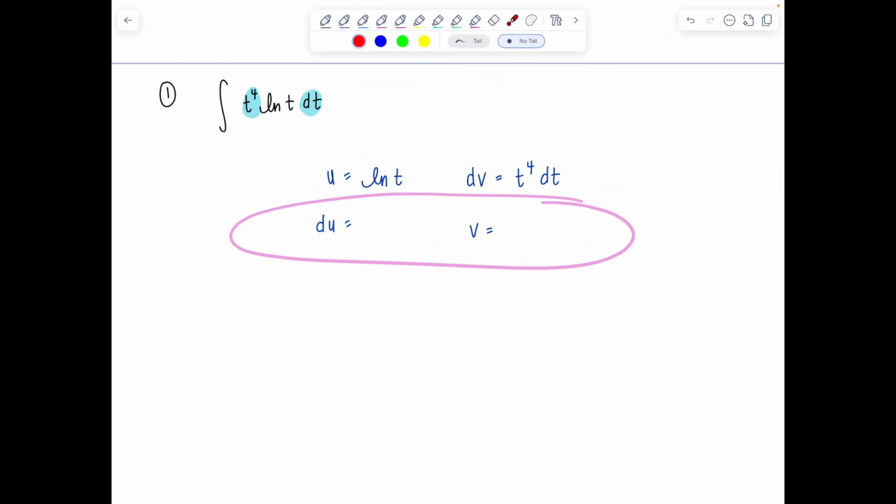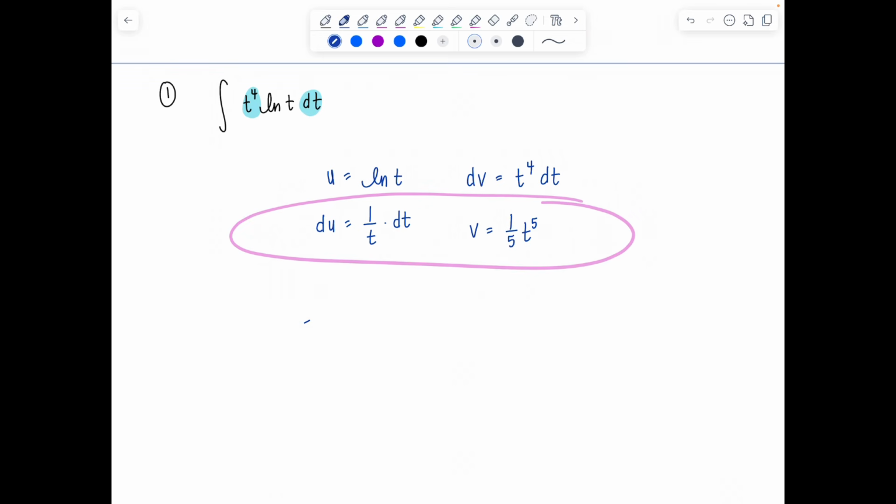Good. Okay, now here's a pet peeve of mine. Your notation needs to be perfect if you're doing math. dv, right? This is a differential. You need to have a d on the other side. Just like right here, du, when I take the derivative of natural log of t, it's going to be 1 over t. Don't stop there. You need a dt, okay? And then v, you're just going to take the antiderivative of t to the 4th. So it's 1/5 t to the 5th. We don't put the plus C.